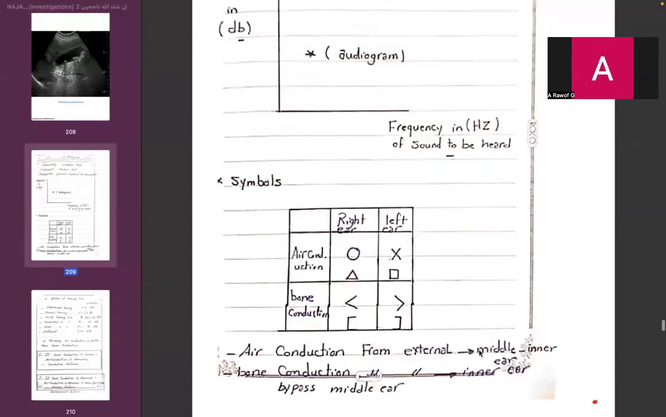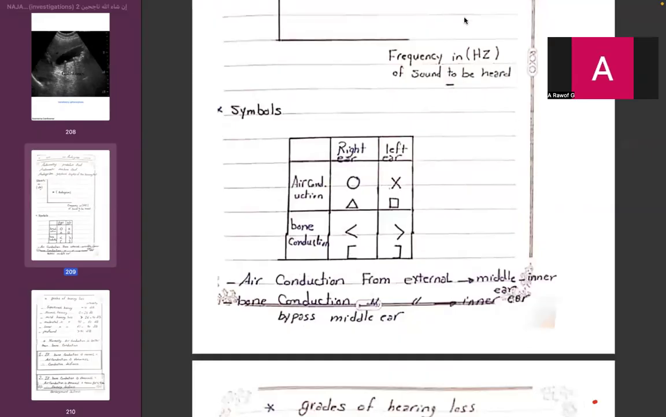Next is the symbols. So for the symbols, you have to remember the color. R for R, you will use red color for right ear and blue color for left ear. R for R. This is how you will remember.